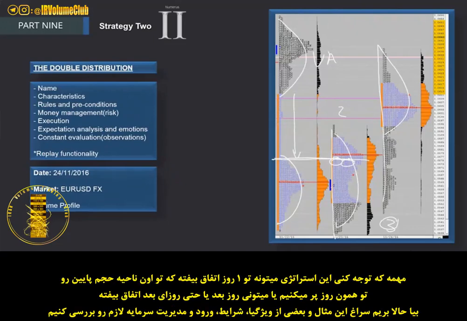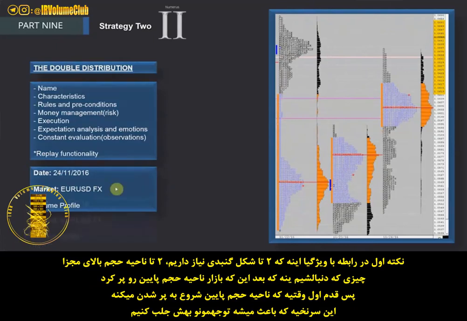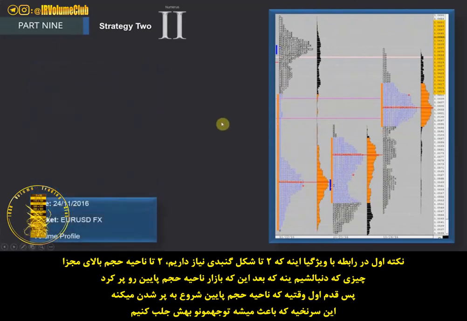Again, important to note, this strategy can occur in one day, where we fill out the low volume area on the same day, or it can occur the following day, or even over the following days. Now, let's move to this example and start to discuss some of the characteristics, conditions, execution and money management you would require. The first thing to understand in terms of the characteristics is obviously we need the two dome shapes, the two separate high value areas.